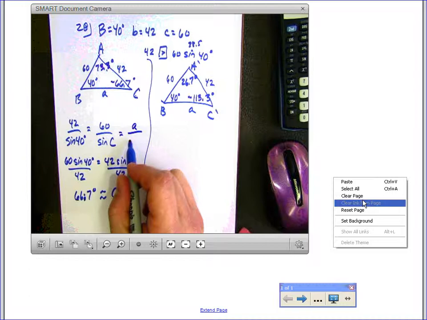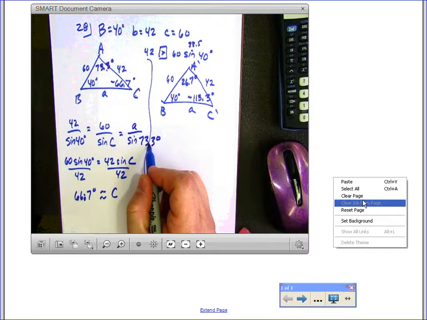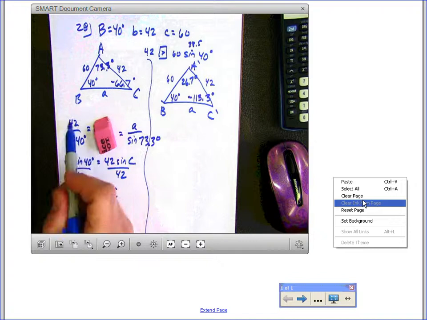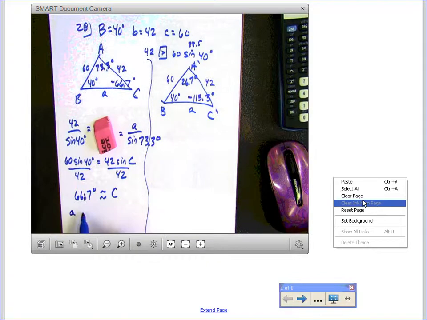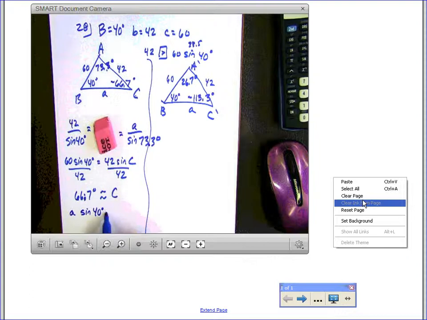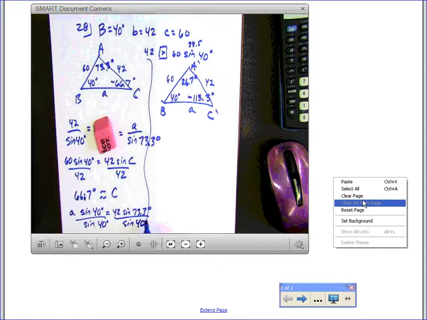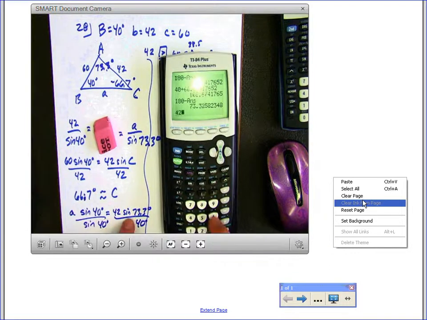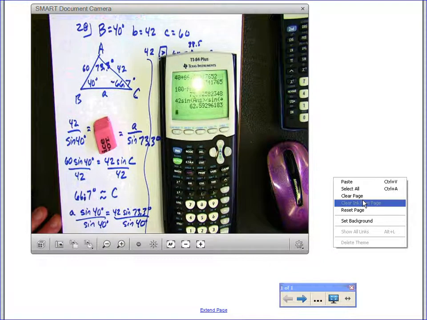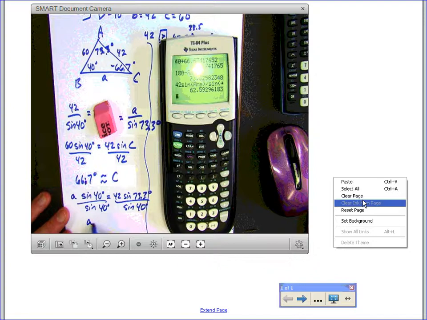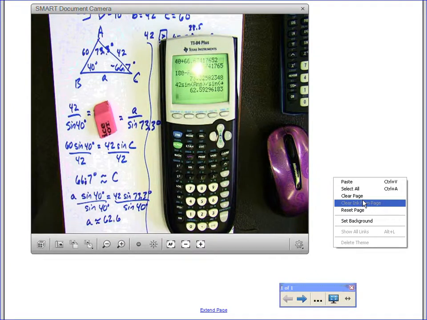Okay, now we got to find A in both of them, so I can add my A one over here. A over sine of 73.3. All right, and let's cross multiply there. So A sine of 40 equals 42 times sine of 73.3. So we just divide both sides by sine of 40. Okay, so 42 times the sine of that divided by sine 40. All right, so we get there. Let's see. 62.6. All right, now let's find the other A over here.